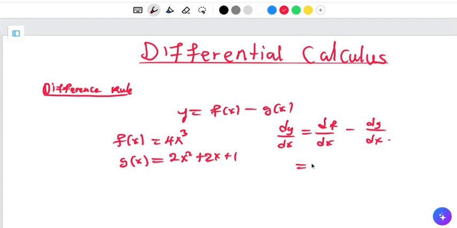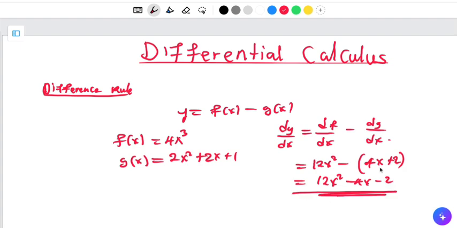df/dx is going to be 12x squared. Where is this one coming from? We multiply 3 by 4, then you reduce the power by 1, and we get this. Then minus, open bracket. Once we find the dy/dx of this one, we are going to have 4x plus 2. Then we apply the negative throughout. So we are going to have 12x squared minus 4x minus 2. So this is going to be our final answer. That is how we are supposed to apply the difference law.